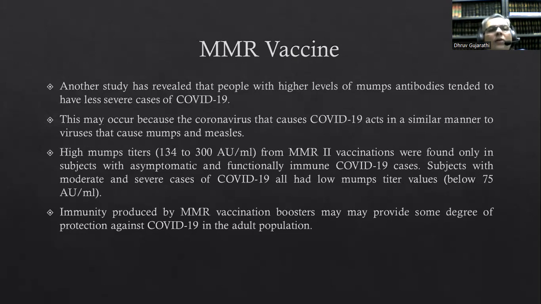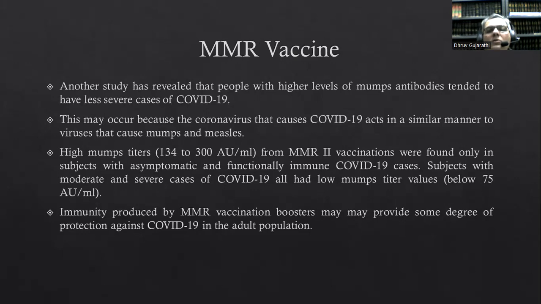A second trial was done using MMR vaccine. The hypothesis was, which was proved also, that higher levels of mumps antibodies tended to have less severe disease or less severe COVID-19 disease. This occurred because the coronavirus acts in a similar manner to the viruses that cause mumps and measles.